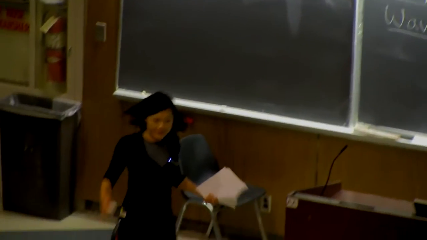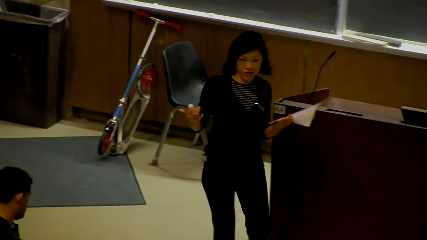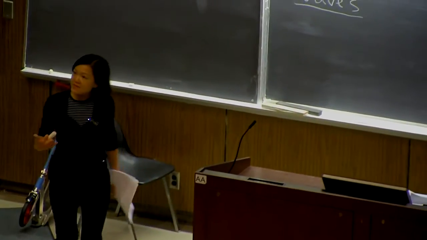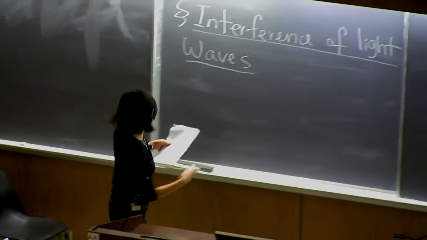Recall that light has a dual nature. It could either be interpreted as particles or waves. This is the dual nature of light. The wave nature of light is manifest in three ways.